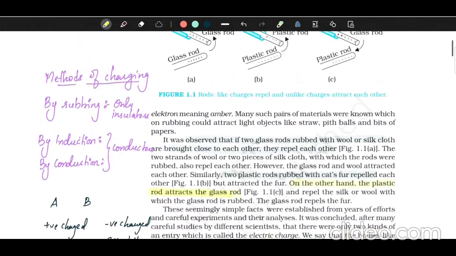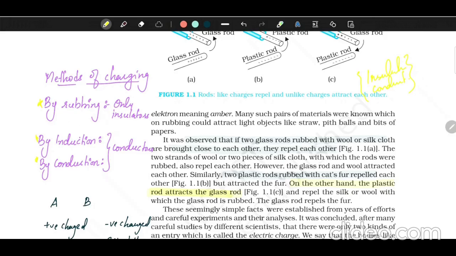Next one is method of charging. So in this page they are telling about the methods of charging. Especially we have three methods of charging, that is by rubbing, by induction and by conduction. And we know that there are two kinds of materials, insulators and conductors. Based on their conductivity we have classified them into insulators and conductors.